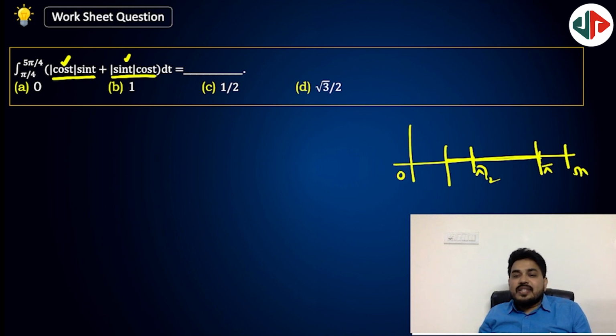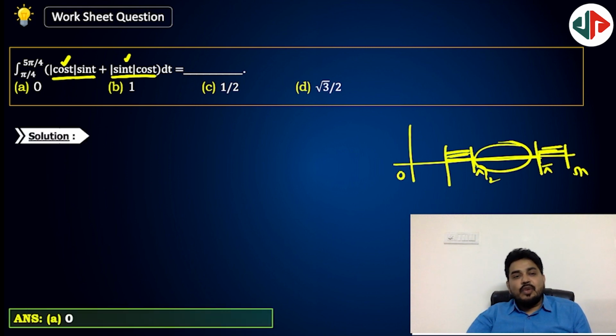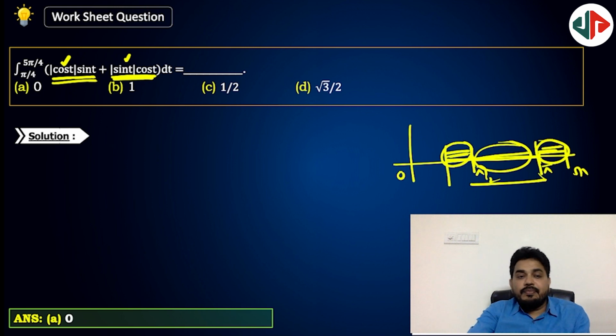So answer is going to be, here both are positive, here both are negative, and in between anyway 0 will be there. The final answer is going to be 0, because whatever the amount of positiveness here, the same amount of negativeness will come, and in between this is minus cos t sin t plus sin t cos t between pi by 2 to pi. So that value is 0.